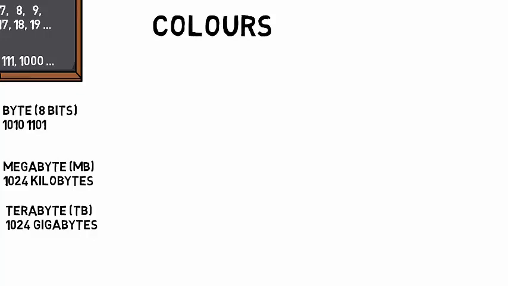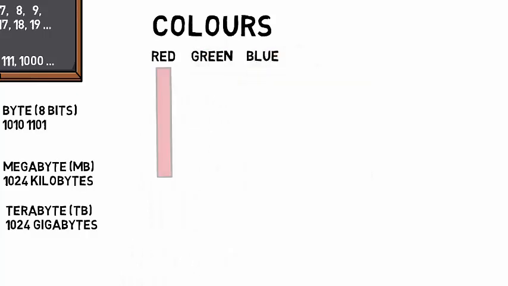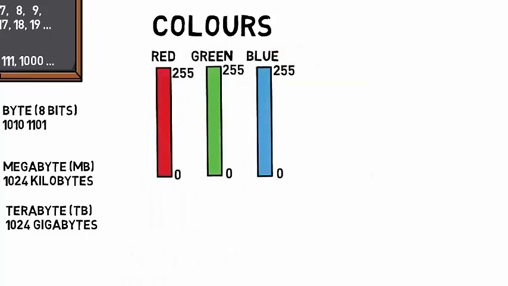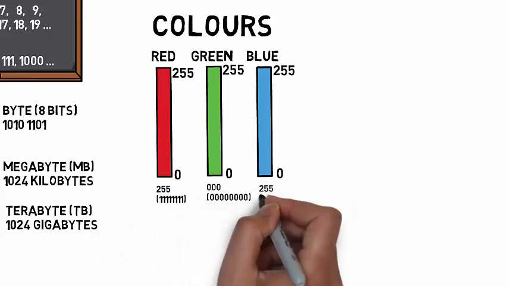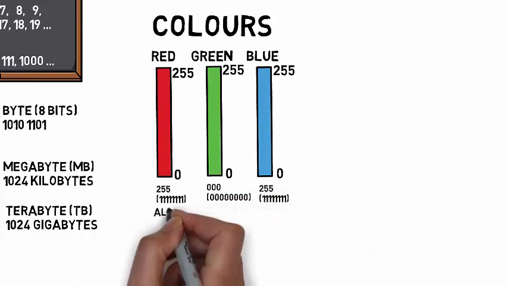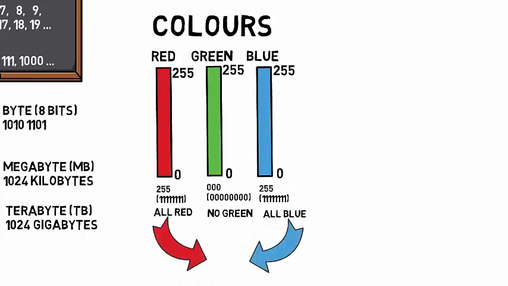If we take the 3 primary colors of light, red, green, and blue, we can assign each a value between 0 and 255, the size of a byte or 8 bits. The higher the number for each color, the more vibrant that color is in the mix. When we start to mix numbers, for example, 255, 0, 255, all red, no green, all blue, we would get the color purple.